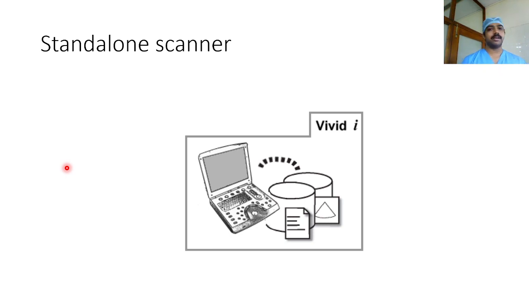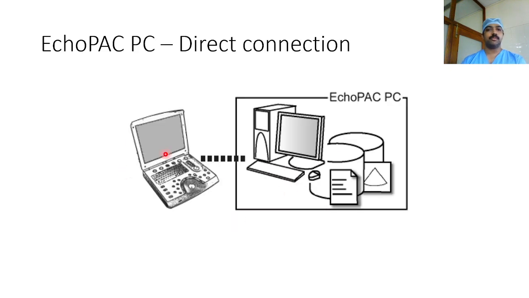So we may have a standalone desktop Echo machine in which we are not saving it anywhere else, or we may have an EchoPack machine along with that, with a direct connection. We have this EchoPack computer, where the image is saved to another computer. EchoPack is what we are looking at now, the second option.